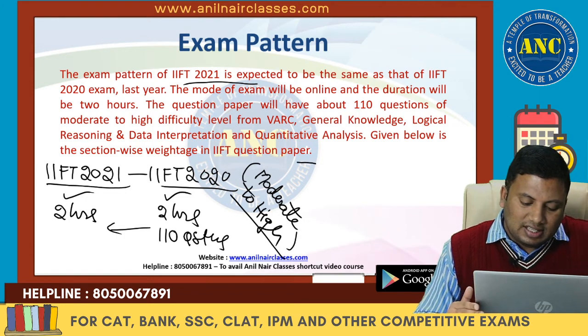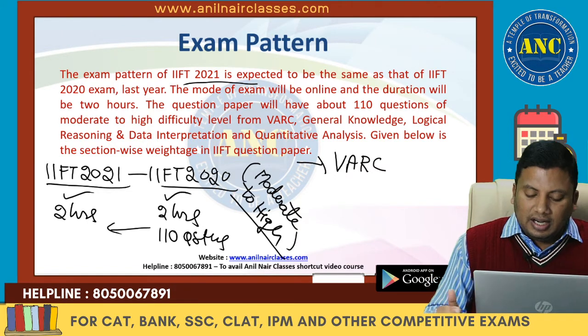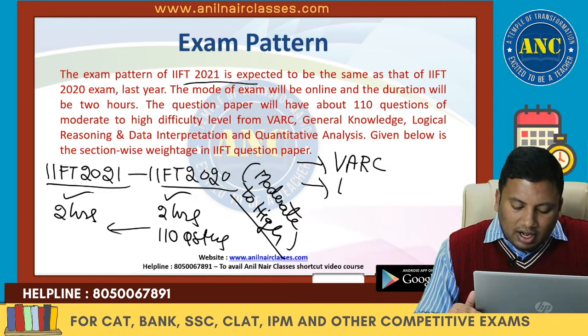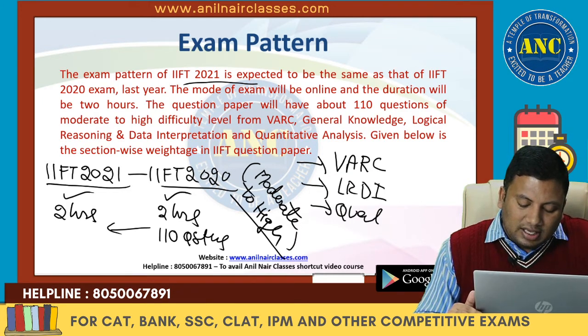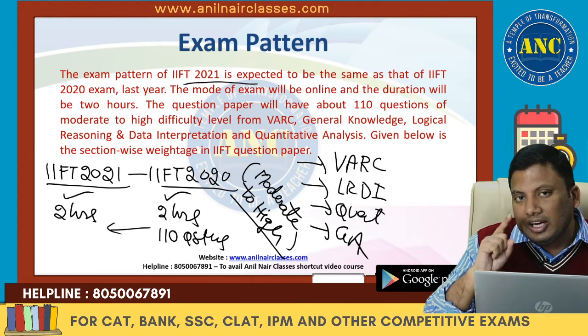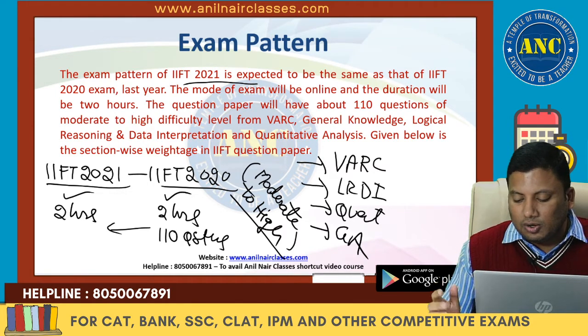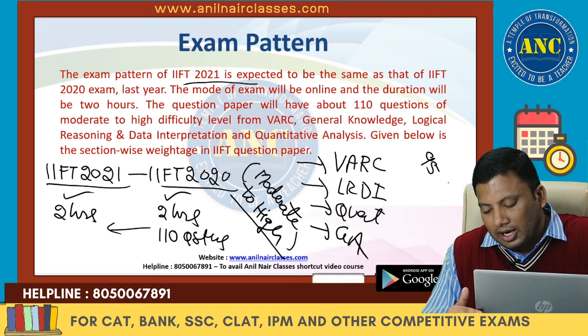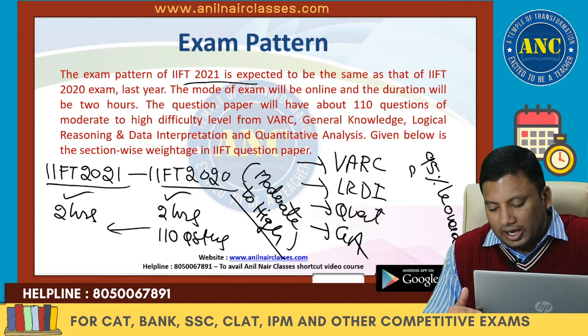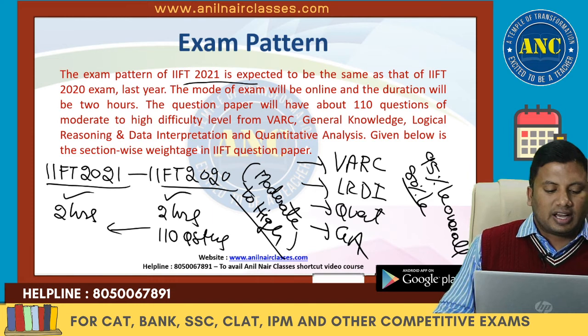What are the areas that they will test? They will check a student's competency in verbal ability and reading comprehension, logical reasoning and data interpretation, quantitative aptitude, and their last section, general awareness. Please keep it in mind, there is an individual cutoff and there is an overall cutoff. If you get close to 95 plus percentile overall with 80 percentile on a sectional cutoff, you are almost into the second round of the interview.